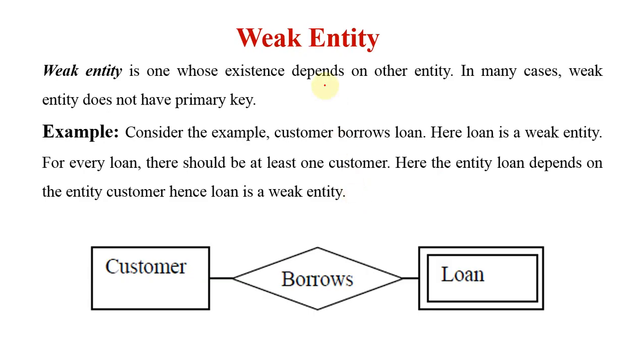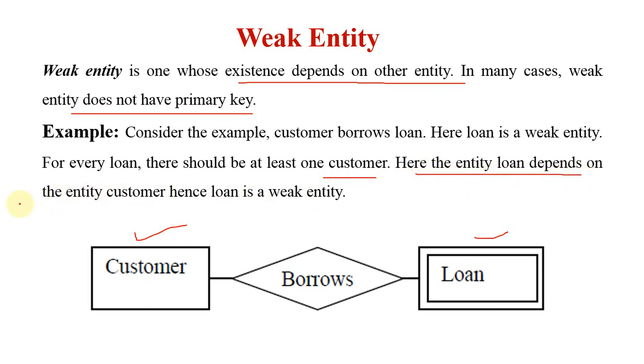Next, a weak entity is one whose existence depends on another entity. In many cases, a weak entity does not have a primary key. Hello students, a weak entity does not have any primary keys. Only strong entities will have them. So customer borrows loan. Here loan is a weak entity. For every loan there should be at least one customer. Here the entity loan depends on the entity customer, hence the loan is a weak entity. It is a weak entity, and this is a strong entity.